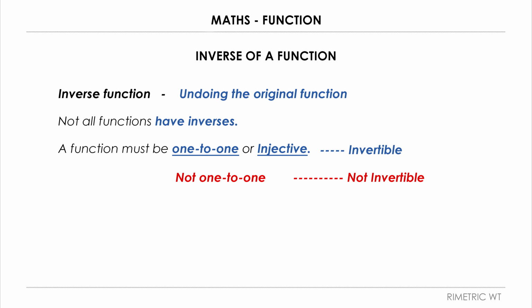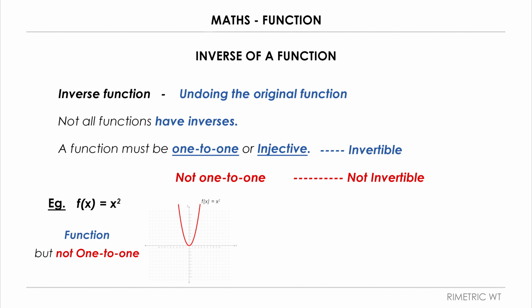So what happens when we try to find the inverse of a function that is not one-to-one? The problem is that when we reverse the mapping, what we get is no longer a function, because one input in the inverse relation can be mapped to more than one output. Let's take f of x equals x squared as an example. This is a function, but it is not one-to-one.